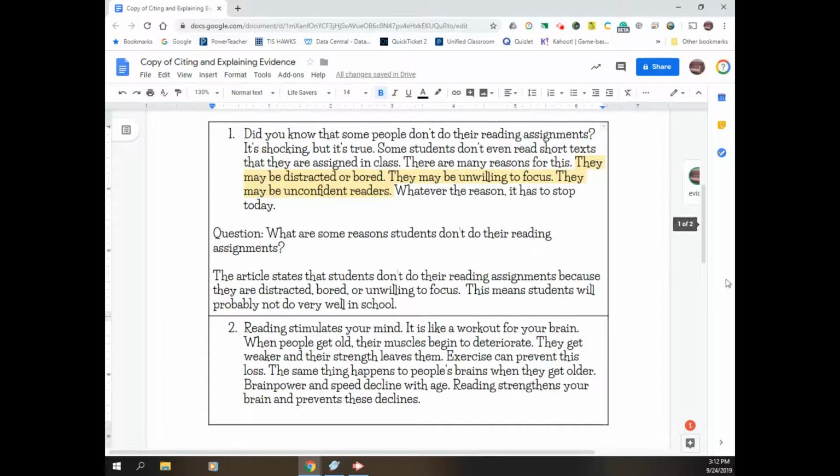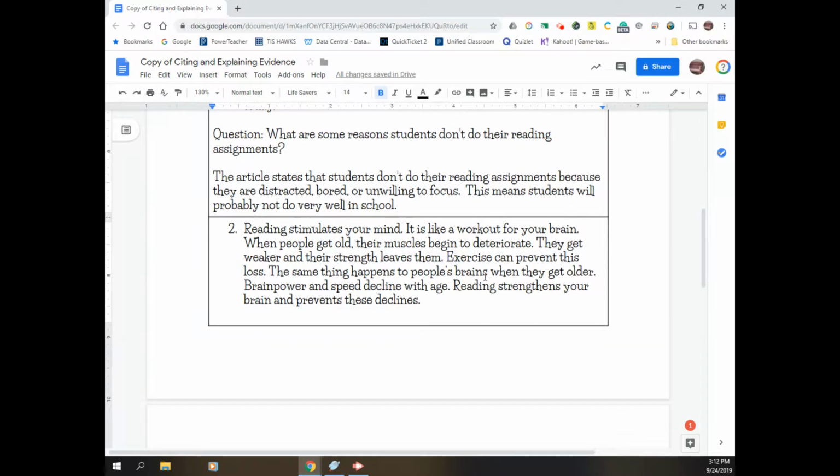We're going to do number 2 together now. All right? Reading stimulates your mind. It is like a workout for your brain. When people get old, their muscles begin to deteriorate. They get weaker and their strength leaves them. Exercise can prevent this loss. The same thing happens to people's brains when they get older. Brain power and speed decline with age.